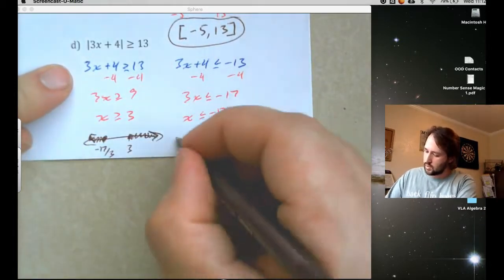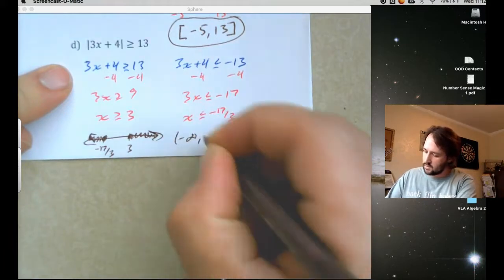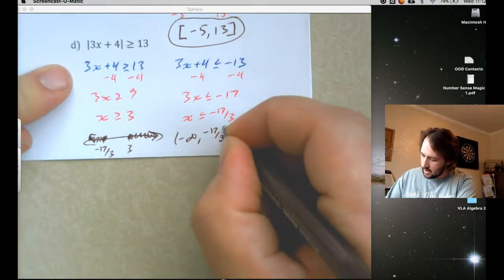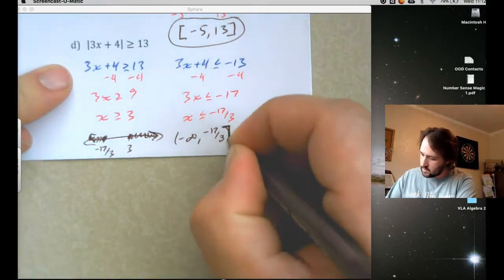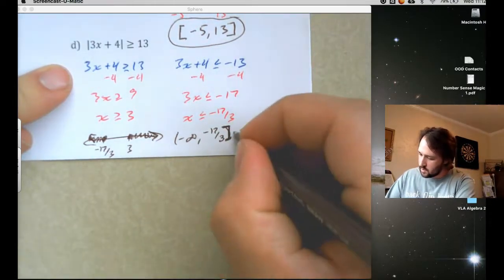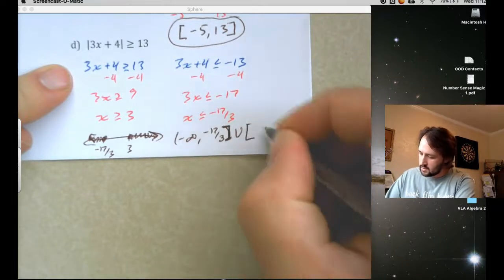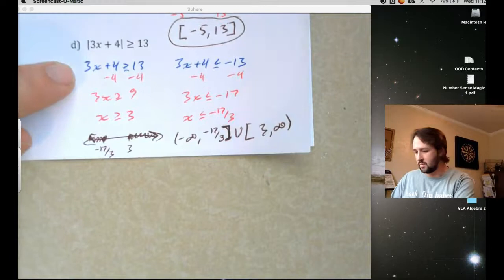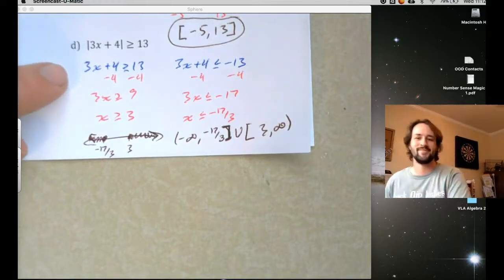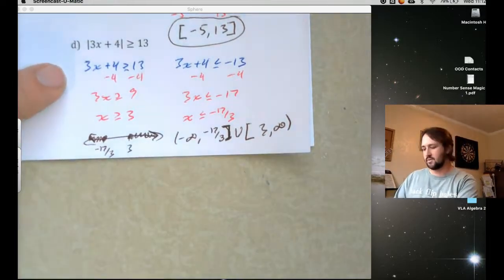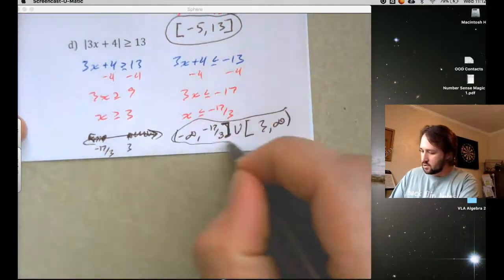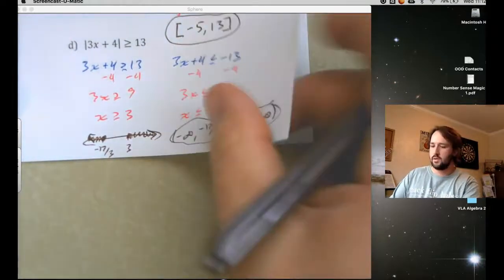So to include both, I need to say negative infinity to negative 17 thirds. That should be a bracket. Just told you before I started this problem, that should be a bracket. And bracket 3 to infinity. That's why you don't do math in pen, because you can't fix it easily. This frustrates me in my own work. All right, so that's the solution I'm looking for in interval notation.